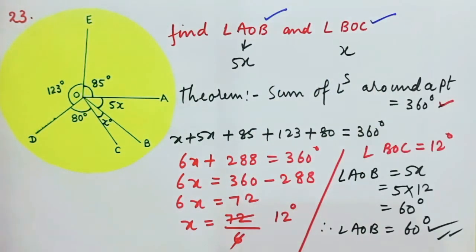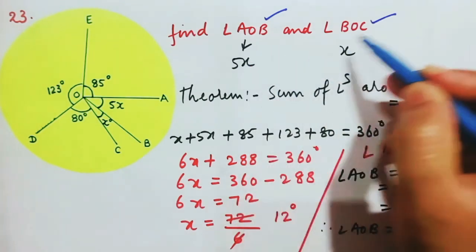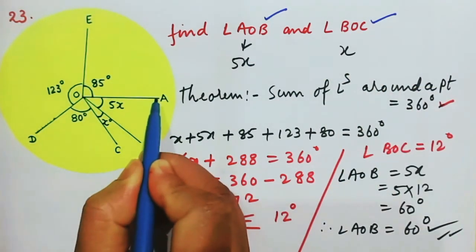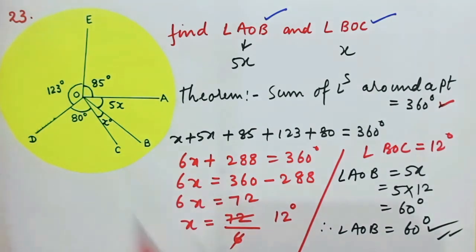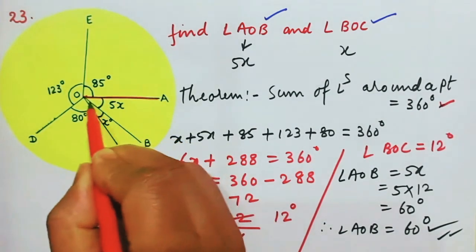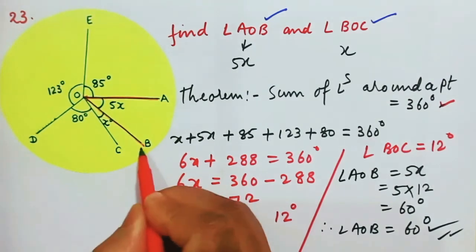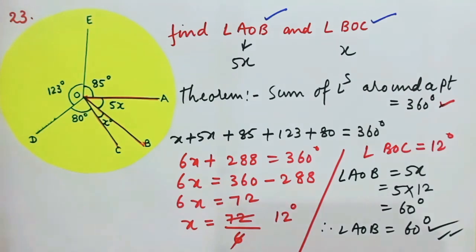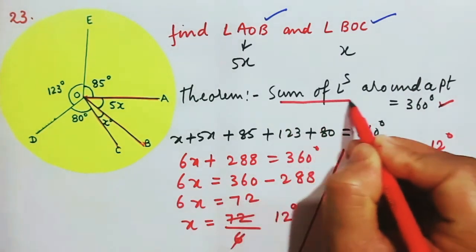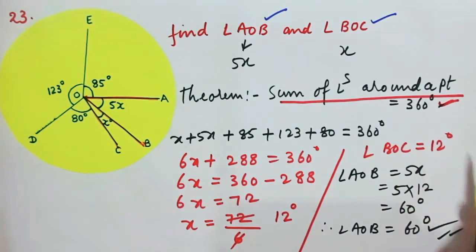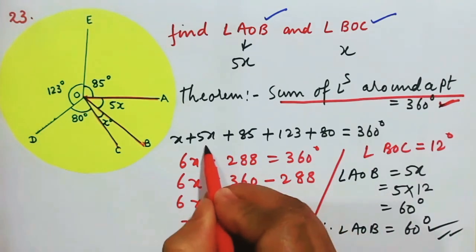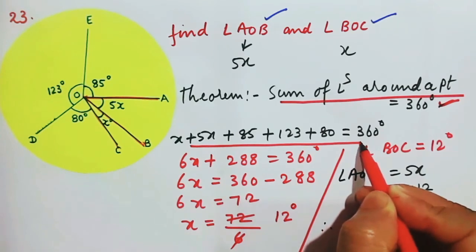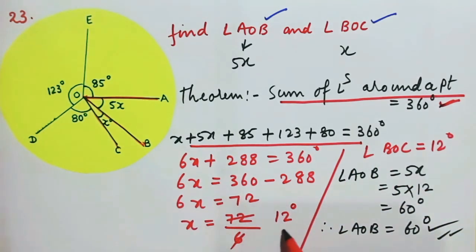angle BOC. Now, angle AOB was 5x and angle BOC was x. So what we did, we applied the sum of angles around a point is equal to 360 degrees, added all the angles and finally got x is equal to 12.